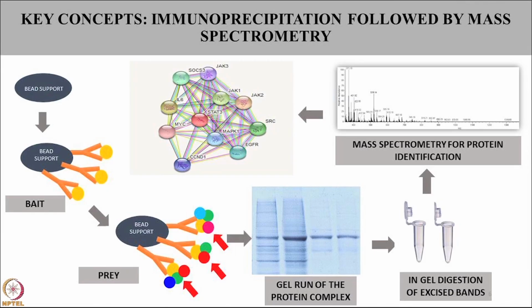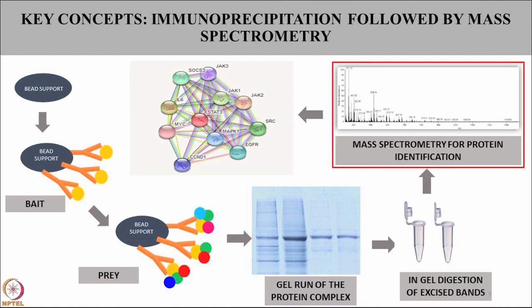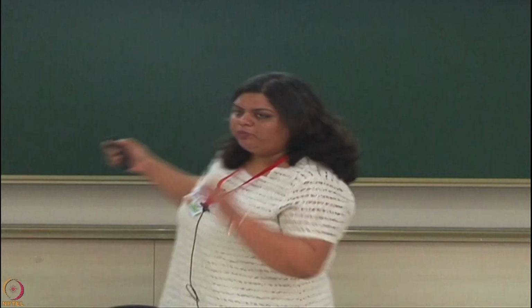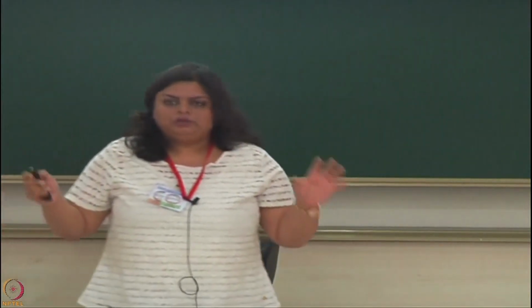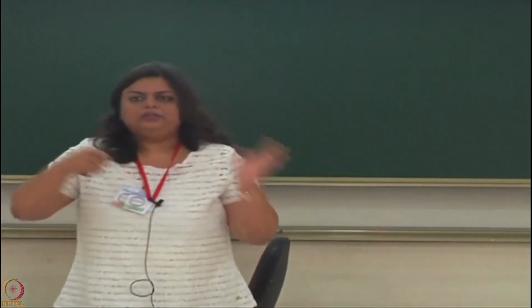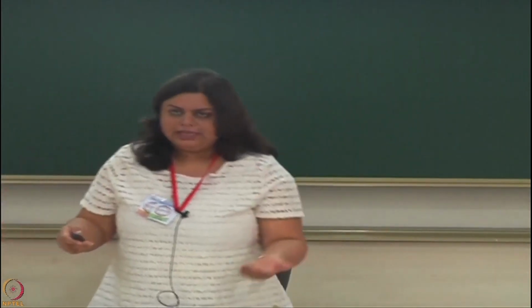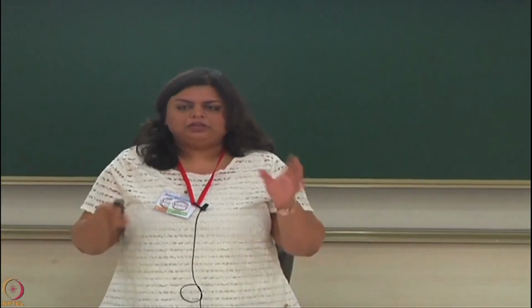But in this case, we will have the whole complexome like this, and then we can run a simple SDS-PAGE. We can excise the bands and do an in-gel digestion and give it for mass spectrometry analysis. So what will happen? You can exactly know which molecular regions you are looking at, and you can go back to the database. You can look at your identified proteins from the mass spec, and you can know how relevant are your hits, whether at all they are interacting partners of STAT3.